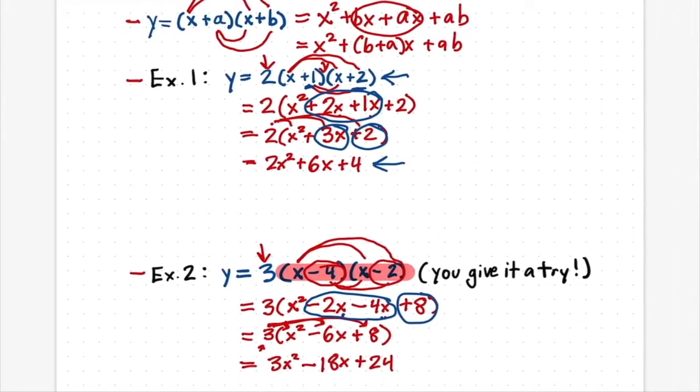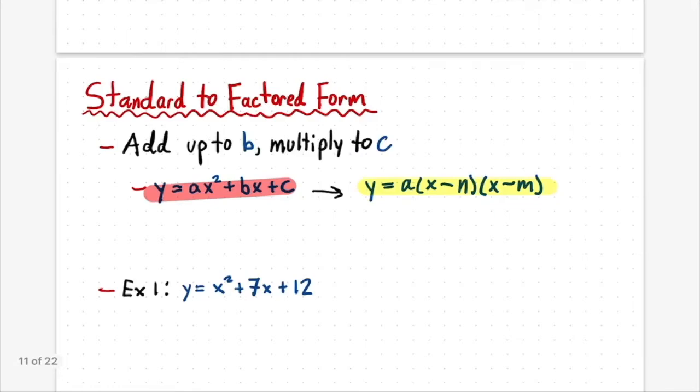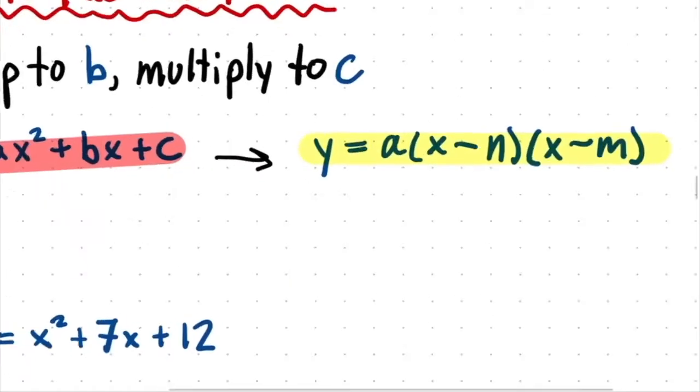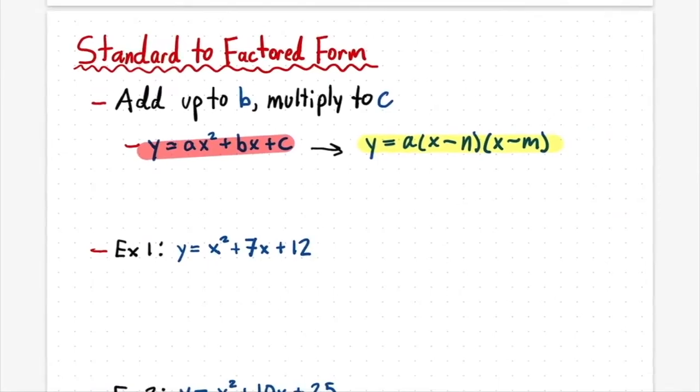So that is the core idea of what we want to work with when we think about going from standard to factored form. We want to find two numbers, and in this case I called them N like nut and M like monkey, which might get a little bit confusing because they sound very similar. And we want those two numbers to add up to this B and multiply to make C, right? Because that's how we go from this way to this way.